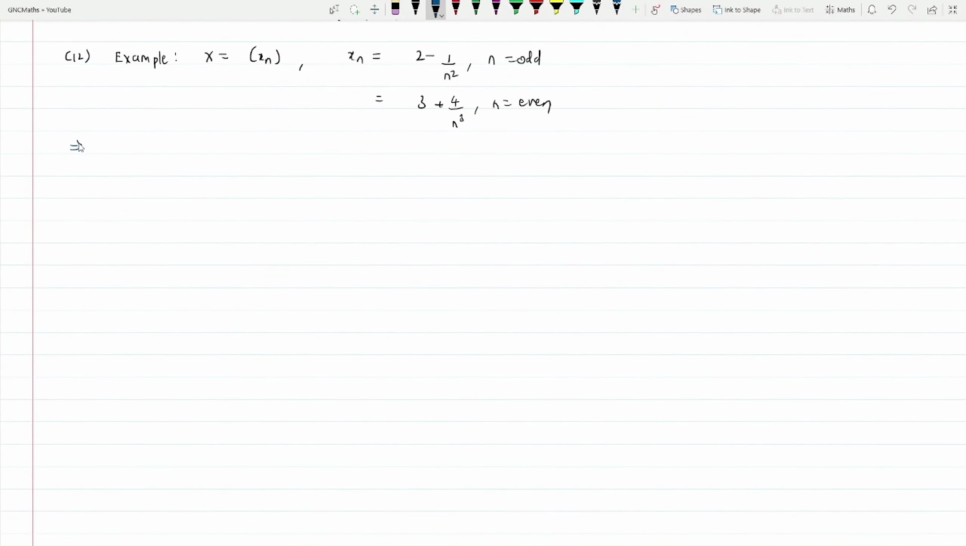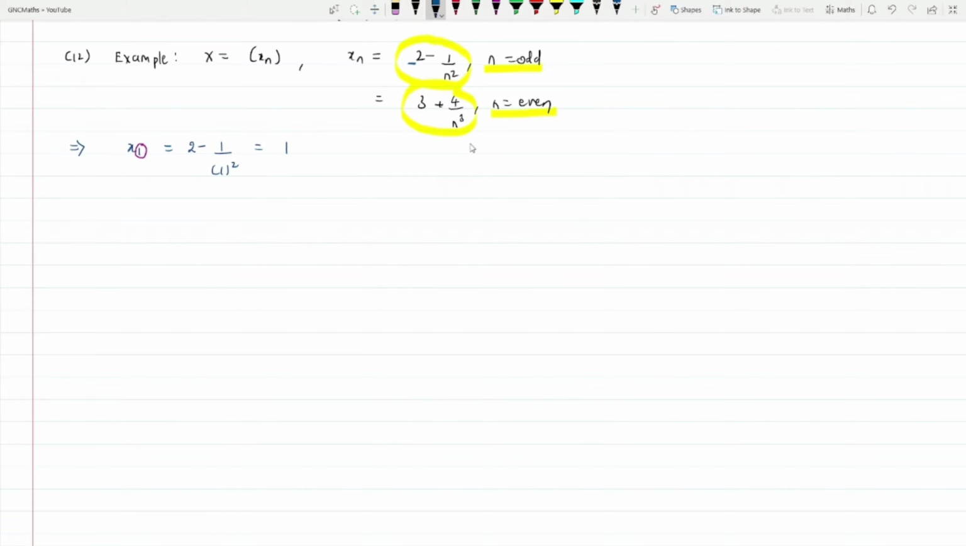Let us see the initial few terms of the sequence. So let us start with x1. Since it is a conditional sequence, when n is odd, we are going to map it on 2 minus 1 by n square, while when n is even, we are going to map it on 3 plus 4 by n cube. So you need to first see the value of n and then accordingly decide which part of the function we are going to use. Right now we have n equal to 1, which is an odd number, so we are going to use the first part of the function. So this is going to be 2 minus 1 upon 1 square, which is 2 minus 1, that is 1.